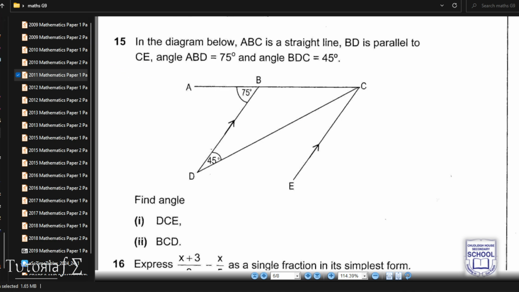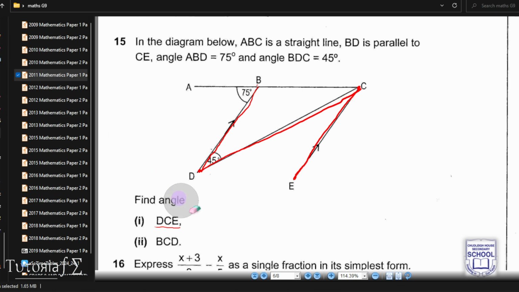All right, another question here. So this is another question that you're going to work out. In the diagram below, it shows a straight line and all that information. So remember, you're asked to find DCE. So D is here, C is there, and E is there. When you flip it this other way, you'll be able to see that this forms a Z. And you just need to remember what we said about Zs.